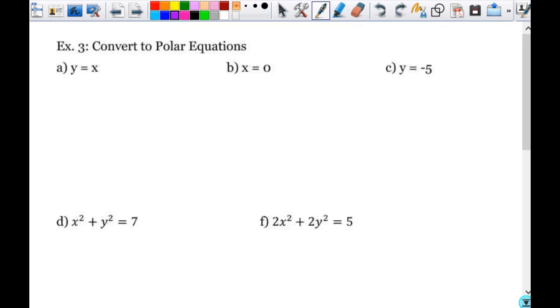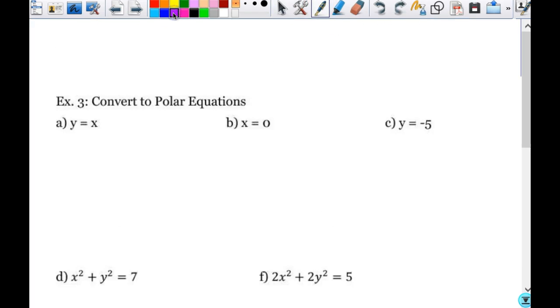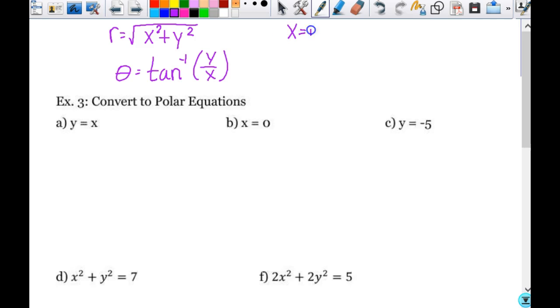All right, so just as a quick little reminder from the front and a reminder from vectors and everything else, we know that r is equal to the square root of x squared plus y squared. We know that theta is equal to the tangent inverse of y over x. We know that x equals r cosine theta, and we know that y equals r sine theta.